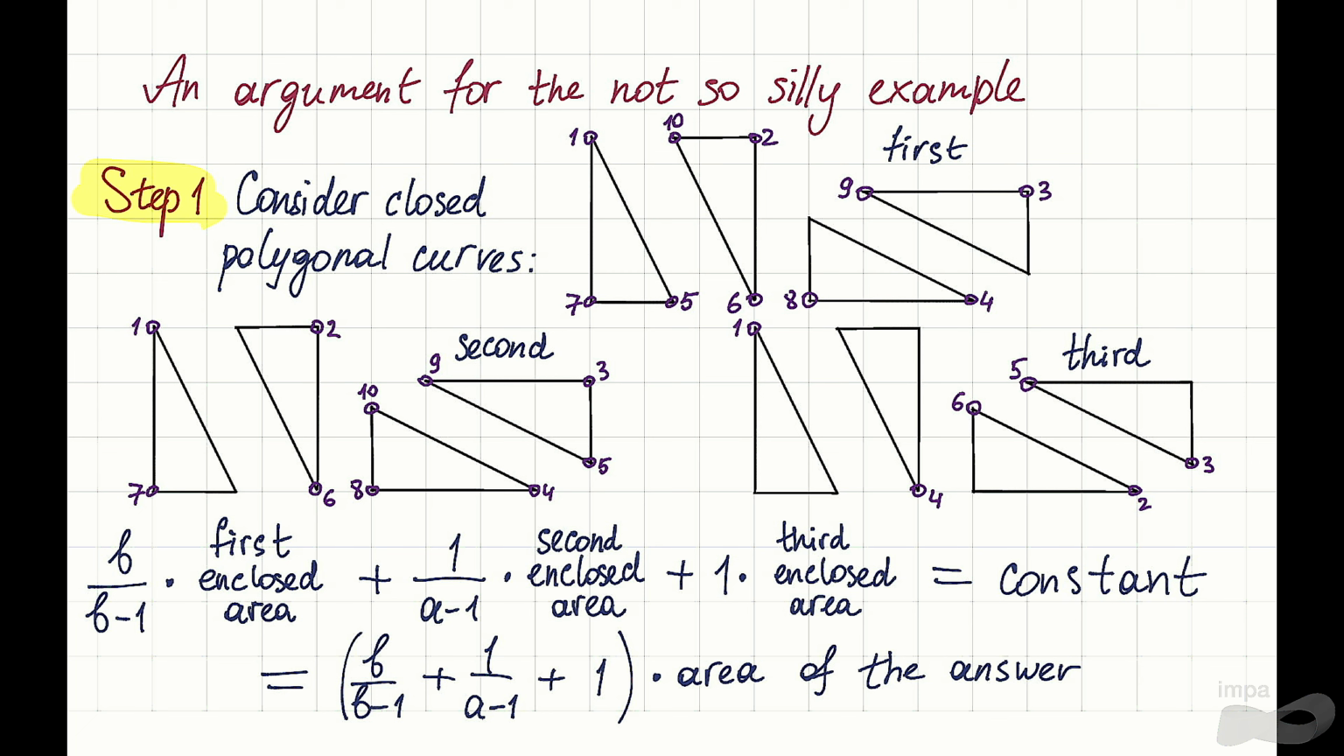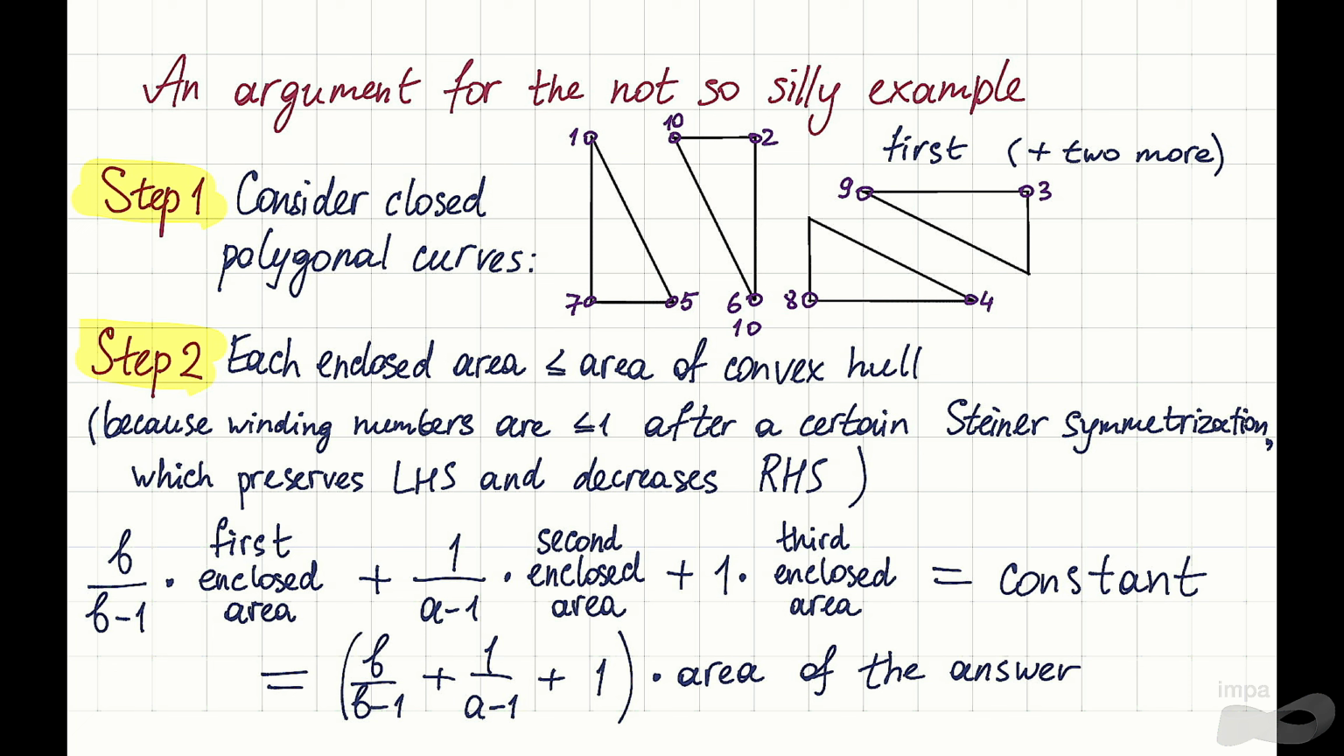Then you can compute this constant, because for the hypothetically optimal example, we know how everything behaves. The second step would be to prove a similar inequality, that every enclosed area is less than the area of the convex hull. And here it's completely not obvious, and the same argument as before is just not true. Even for this first closed polygonal curve, you can slide the triangles around the plane to make some winding numbers equal to 2.